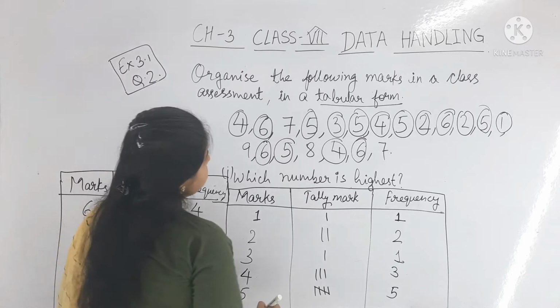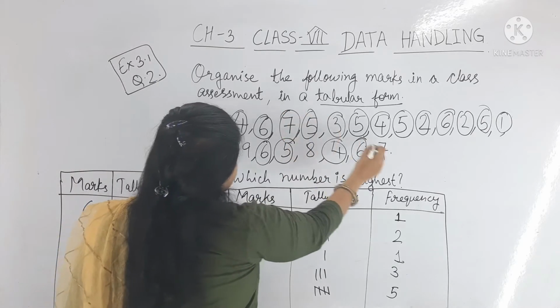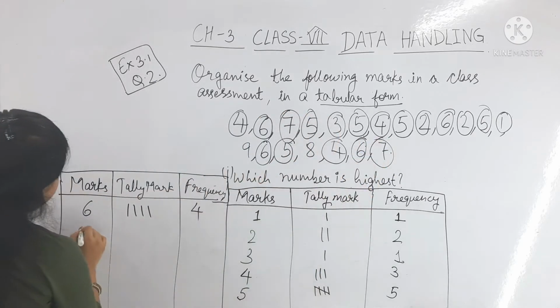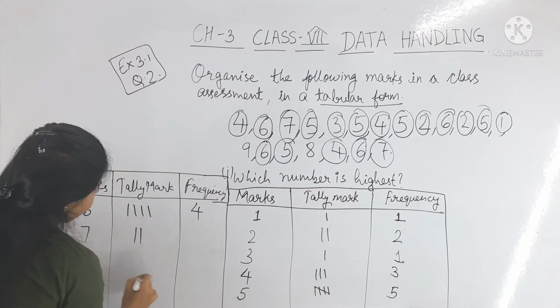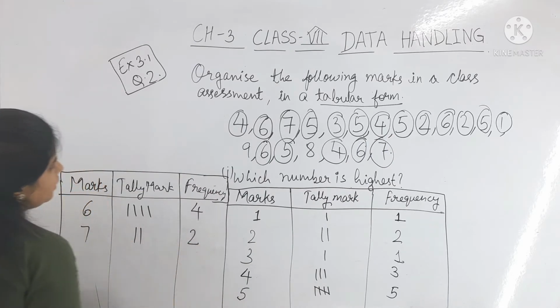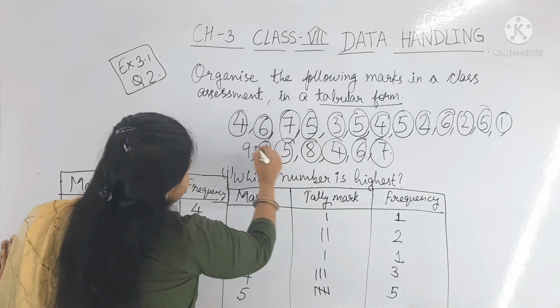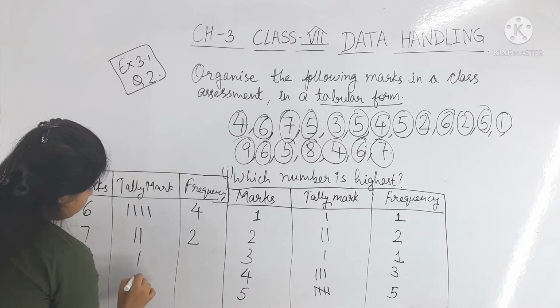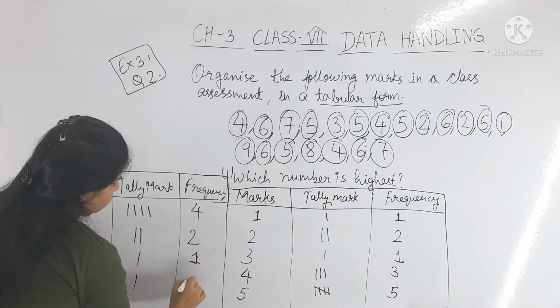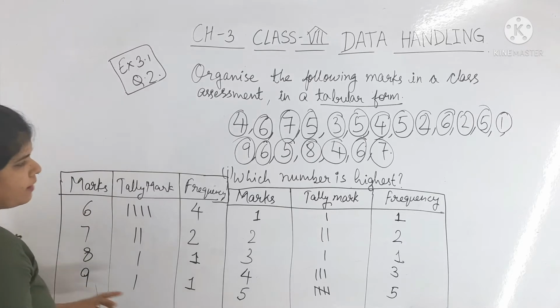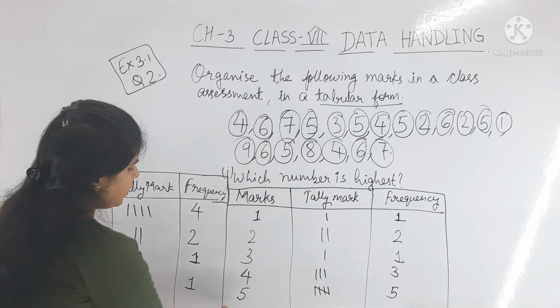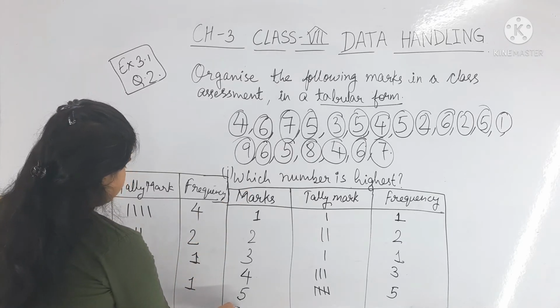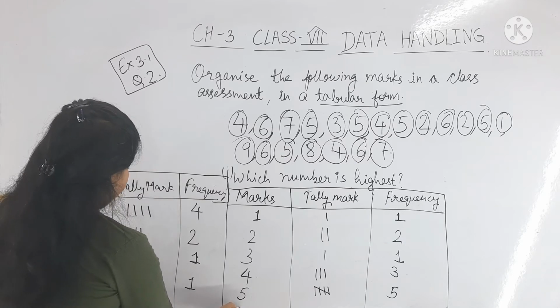How many 7s are there? 1 and 2, here 7, tally mark will be 2, frequency is 2. Depending on the frequency, you have to mark this tally mark, okay. 8 and 9, 8 is 1, 9 is also 1. So this is your tabular form. I am continuing this with this, okay.